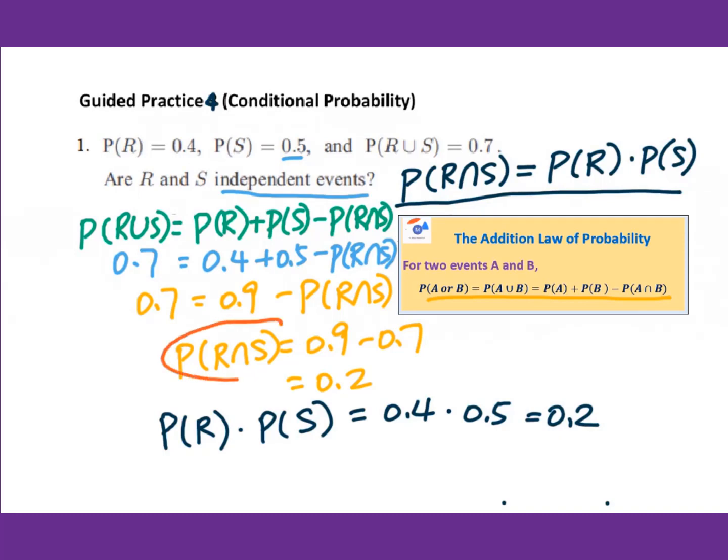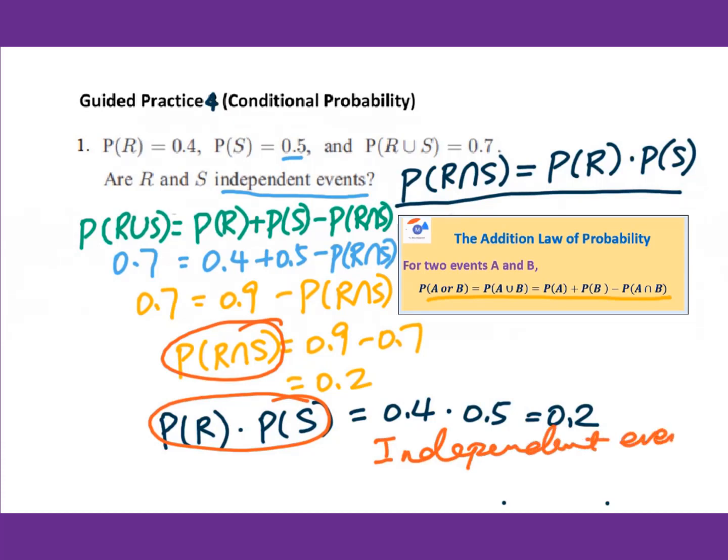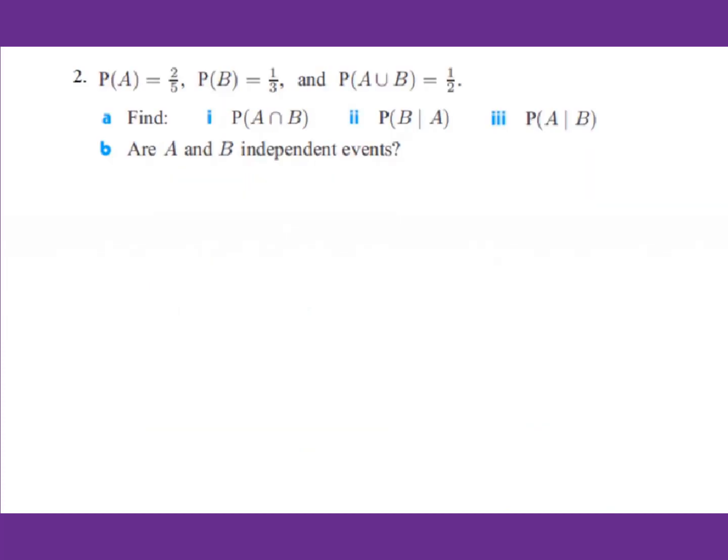Since these two are equal to each other, therefore R and S are independent events. Now let's go to number 2. You are given this. Find the probability of A and B.